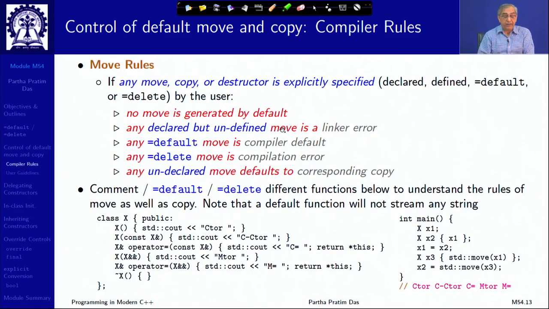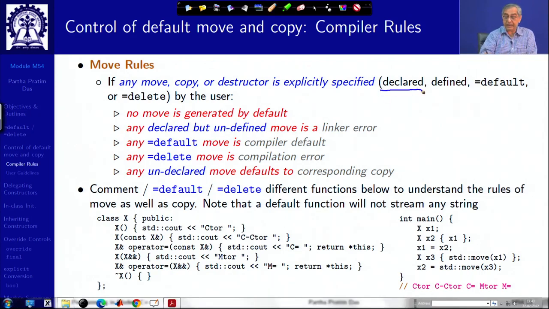The rules the compiler follows are in 2 groups. One is called the move rules. Move rules say that if any move, copy or destructor is explicitly specified, then no move is generated by default. Explicitly specified means that it is either declared, or defined, or defaulted, or deleted, any one of these.